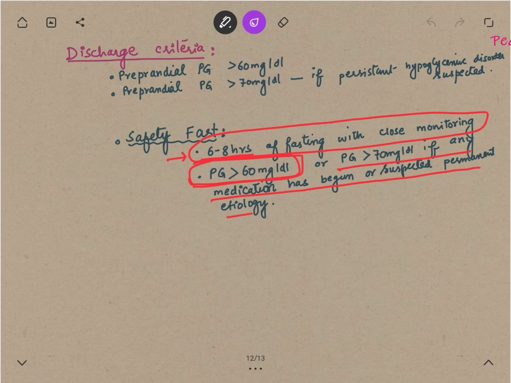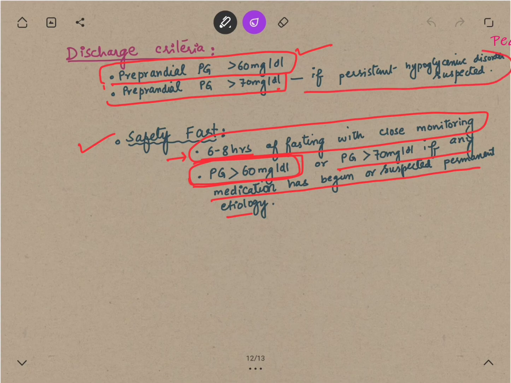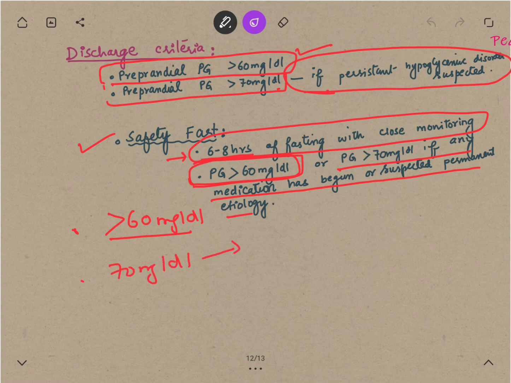or more than 70 milligram per deciliter if any medication has begun or a permanent etiology is suspected. So discharge criteria is safety fast. If it's not possible, at least preprandial plasma glucose should be more than 60 milligram per deciliter, and more than 70 milligram per deciliter if a persistent hypoglycemic disorder is suspected. So more than 60 milligram per deciliter in a normal neonate, and more than 70 milligram per deciliter if a permanent cause of hypoglycemia is suspected, or any medication has been used.